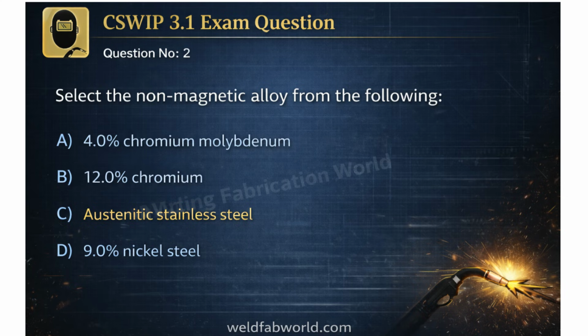Question 2. Select the non-magnetic alloy from the following. A. 4% chromium molybdenum. B. 12% chromium. C. Austenitic stainless steel. D. 9% nickel steel.